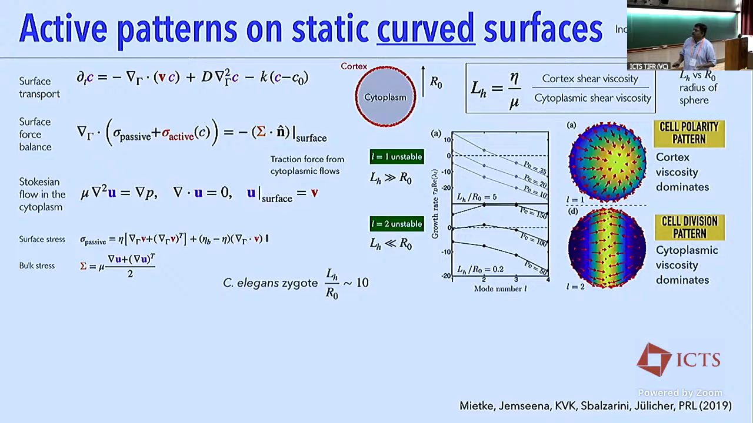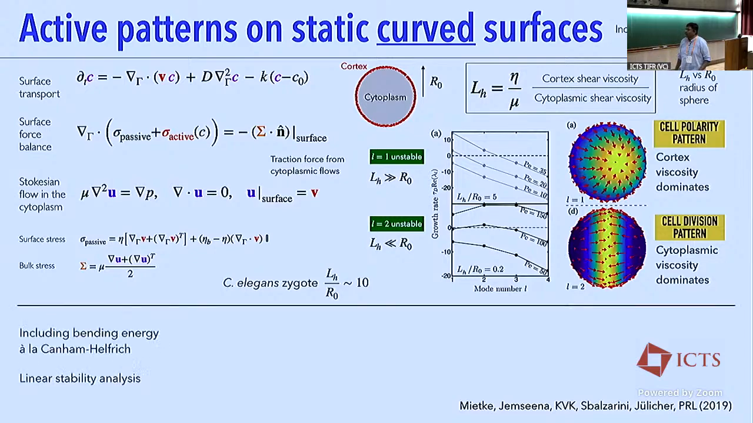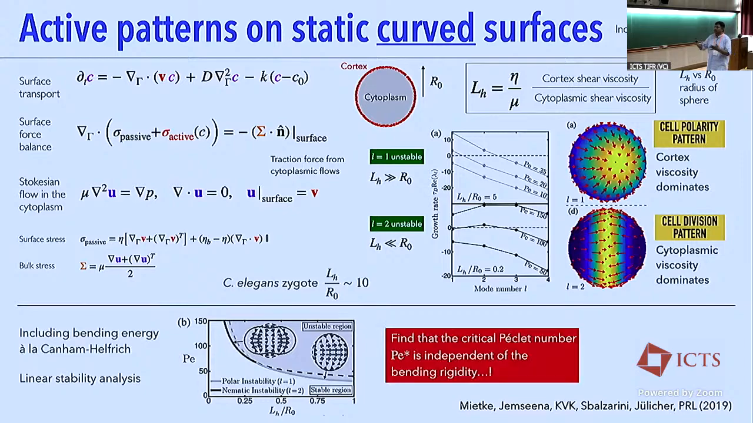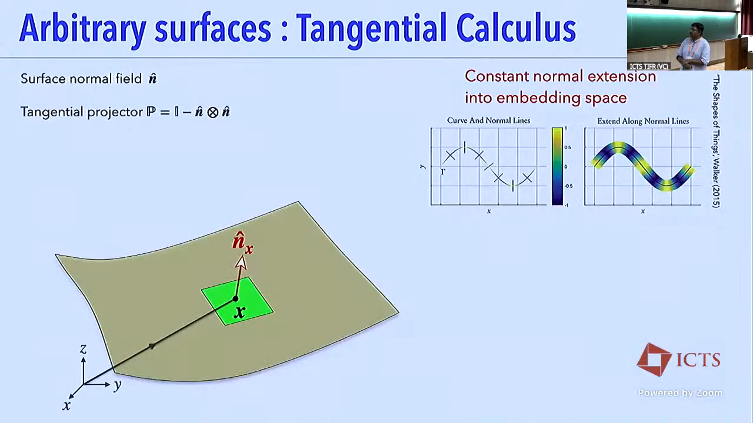However, for the realistic C. elegans zygote, it turns out that this ratio is of the order of 10, so we're actually in the wrong regime. Now, you would like to probe the nonlinear regime. Remember, these are all linear stability predictions. And so you would like to find out if you can do robust numerics for any arbitrary geometry. That's what we've been doing so far.